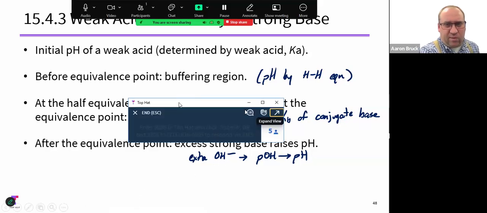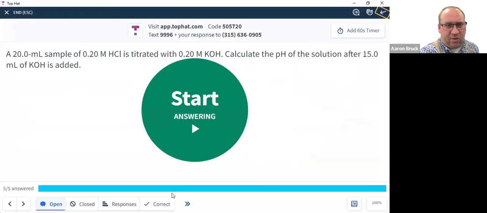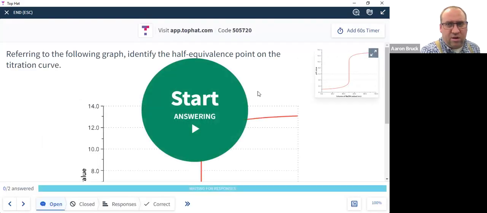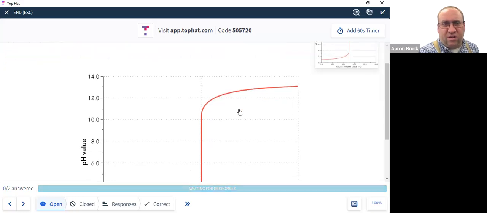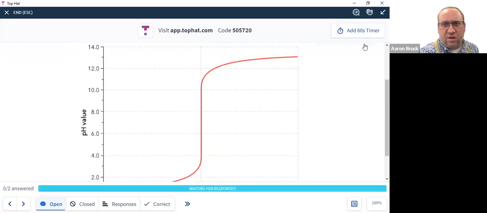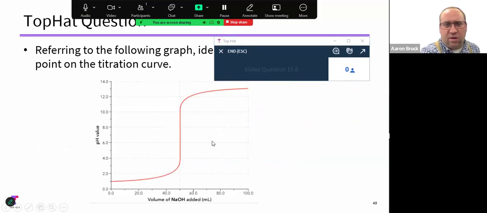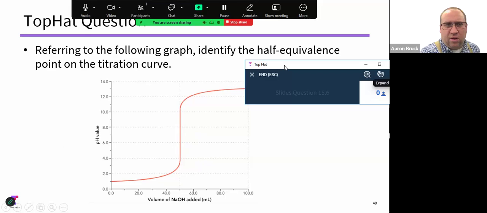And so let's end today with a pair of top hat questions. So first question, can we identify where the half equivalence point would be on this graph?